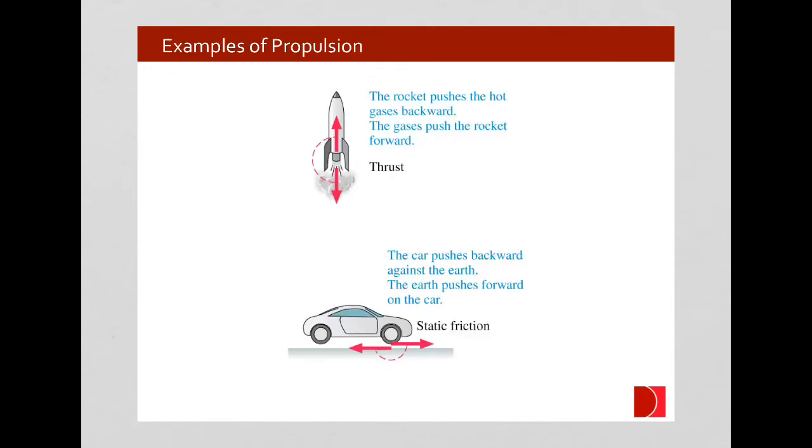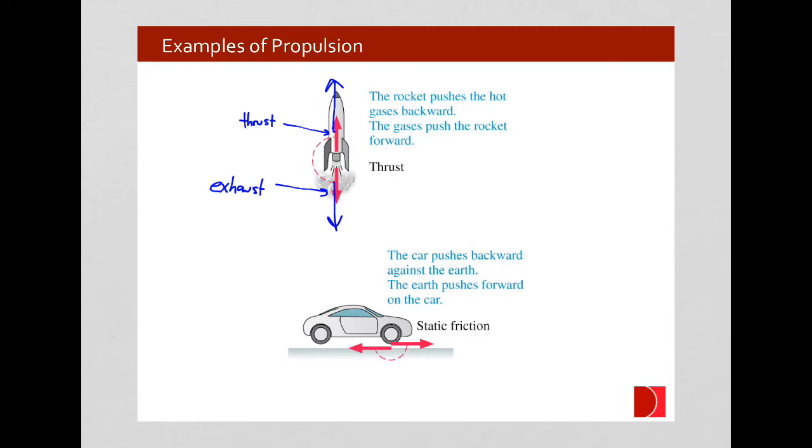We see the same idea many other places. For example, if you have a rocket, we've talked about there being a thrust on the rocket, which is what pushes the rocket forwards. What's actually happening is that the rocket is pushing its exhaust out the back. And as the rocket pushes the exhaust backwards, the rocket is pushed forwards with thrust as a result. And so you have an action-reaction pair there.